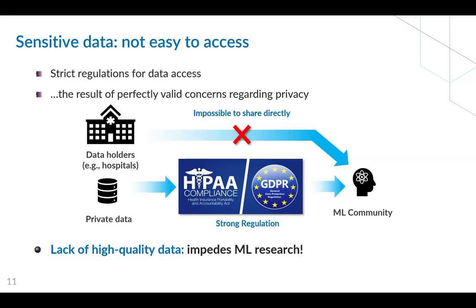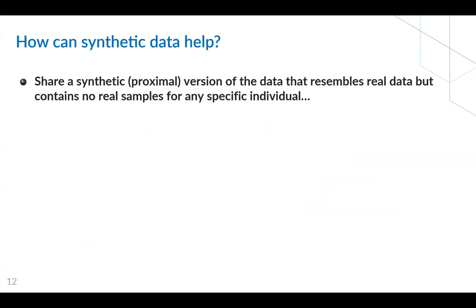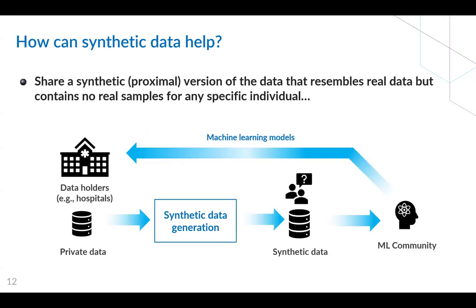can be answered. And synthetic data actually offers a potential way to alleviate this issue. So basically, what people have found is that we could share a synthetic, approximate version of the data that behaves statistically like the real data, but doesn't contain any real example for any specific individual. And basically, the new workflow will look like that.